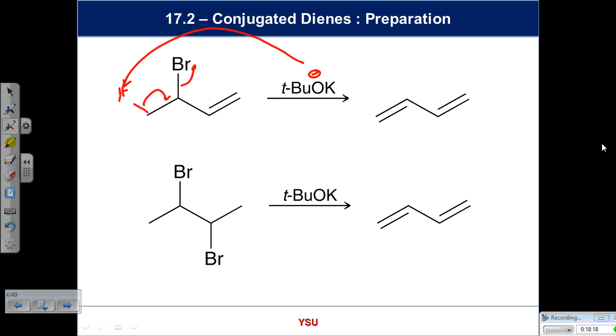Now, what type of reaction was that? Give me a name of that mechanism. That's an E2, right? Basic conditions, E2. And what's happened here is that the double bond now is in conjugation.